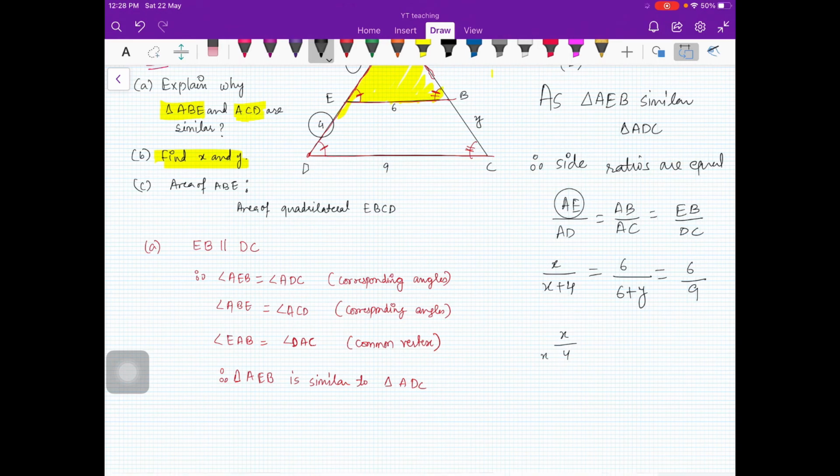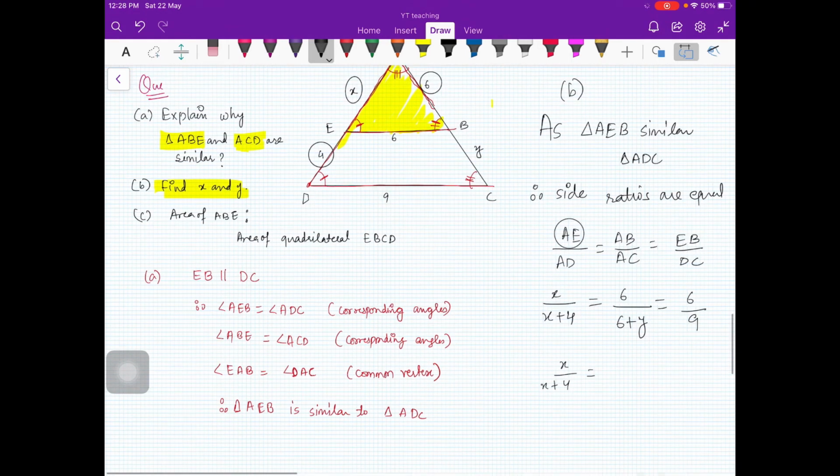Right. So, let us do this. x upon x plus 4 is equal to 6 by 9. 6 by 9 is 2 by 3. So, you have 3x is equal to 2x plus 8. So, what you get?